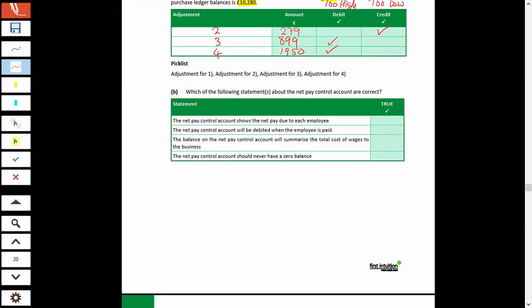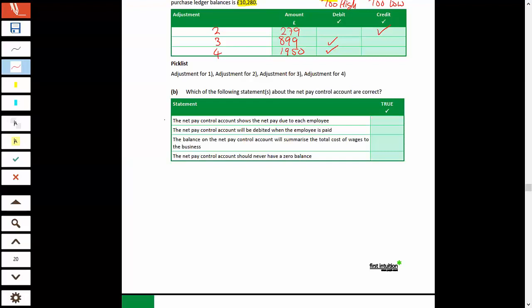So part B is a bit of an interesting one. When we're talking about reconciliations, this is a general question about the net pay control account, or it may be called the wages control account. You may see it referred to as that in some resources. It's basically the same thing. We're told to find which of the following statements about the net pay control account are correct. So it stands to reason we're going to go through these one at a time and find the true answers. There may be 1, there may be 2, there may be 4. So let's go through these bit by bit.